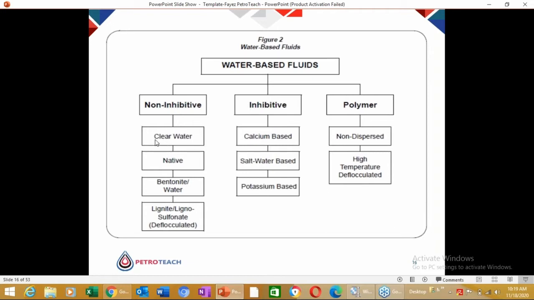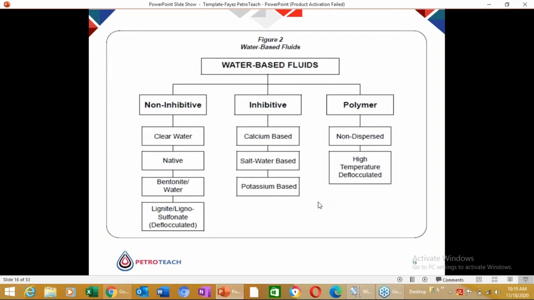Non-inhibitive as clear water, native, pneumatic water, and lignite and lignosulfonate. Inhibitive as calcium-based, salt water-based, potassium-based. Polymer: non-dispersed, and high temperature deflocculated.